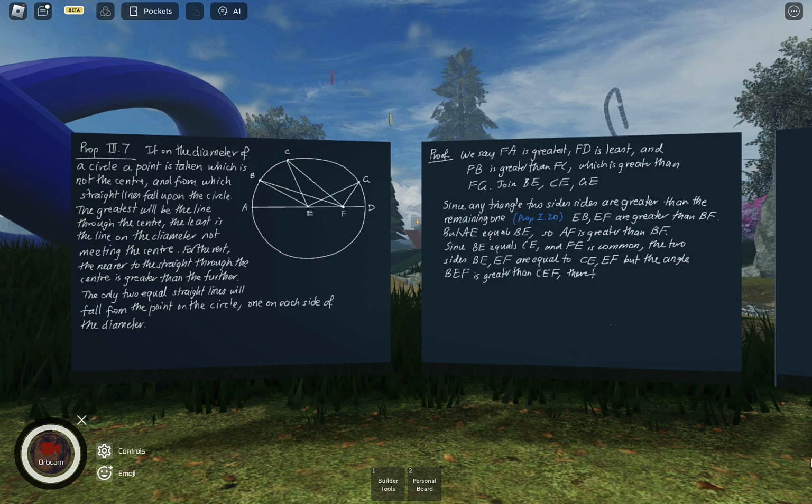Therefore the base BF is greater than the base CF, which is proposition 124.